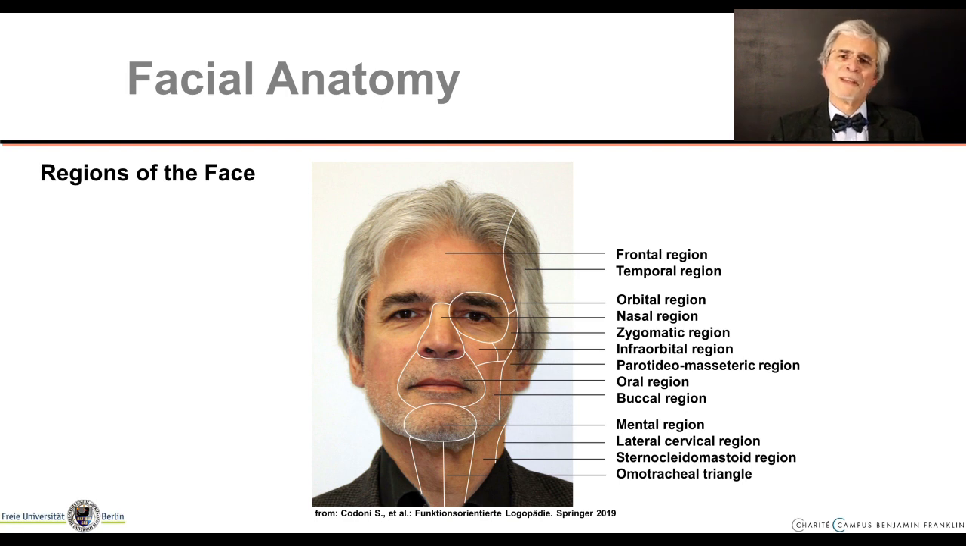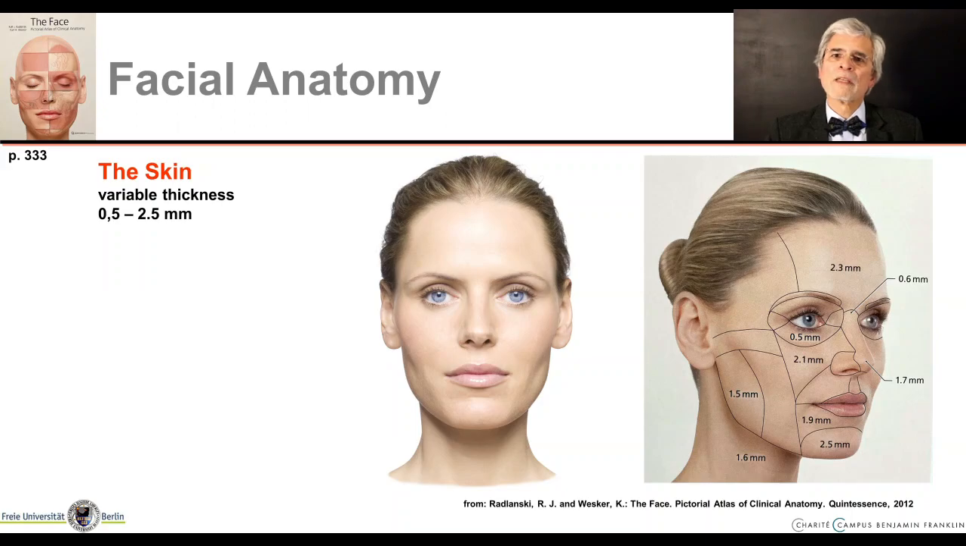You guessed it, the skin is also of different thickness in these regions. So on the forehead and on the chin, the skin is the thickest, about 2.3 or 2.5 millimeters. It is thinnest in the orbital region and under the eye, and at the root of the nose, only 0.5 or even 0.6 millimeters thick. And in the other regions of the face, the values are somewhere in between.